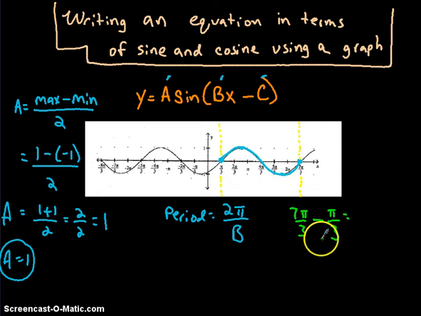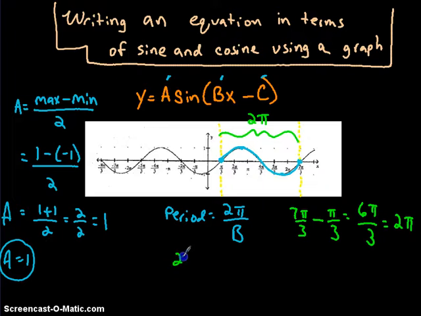Since they both have the same denominators, you can subtract across the top. That'll leave you with 6 pi over 3, which reduces to 2 pi. So my period of this curve is 2 pi. So since the period is 2 pi over B, the formula of the period should equal the actual period. And it's really nice because you probably just know that B has to be 1, because 2 pi over B has to equal 2 pi.